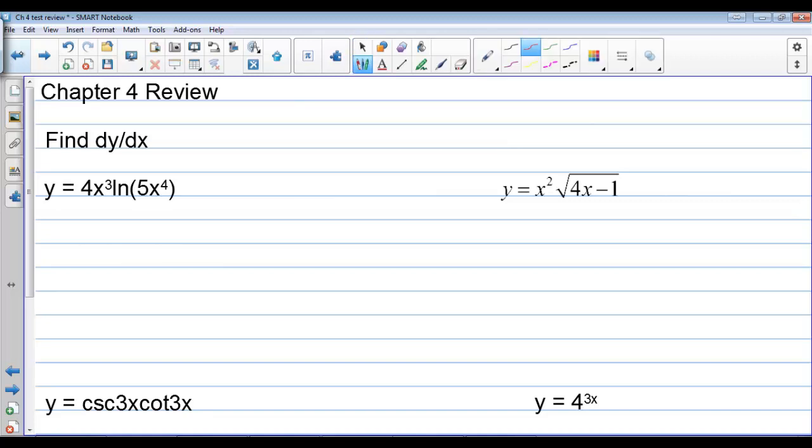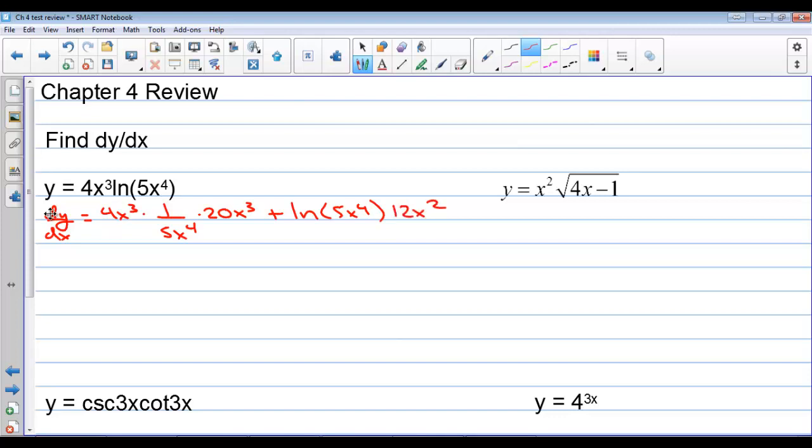Review chapter 4, find dy dx. So on the very first one, dy dx is equal to first times the derivative of the second, times 20x to the third, and then plus the second times the derivative of the first, which will be 12x squared.